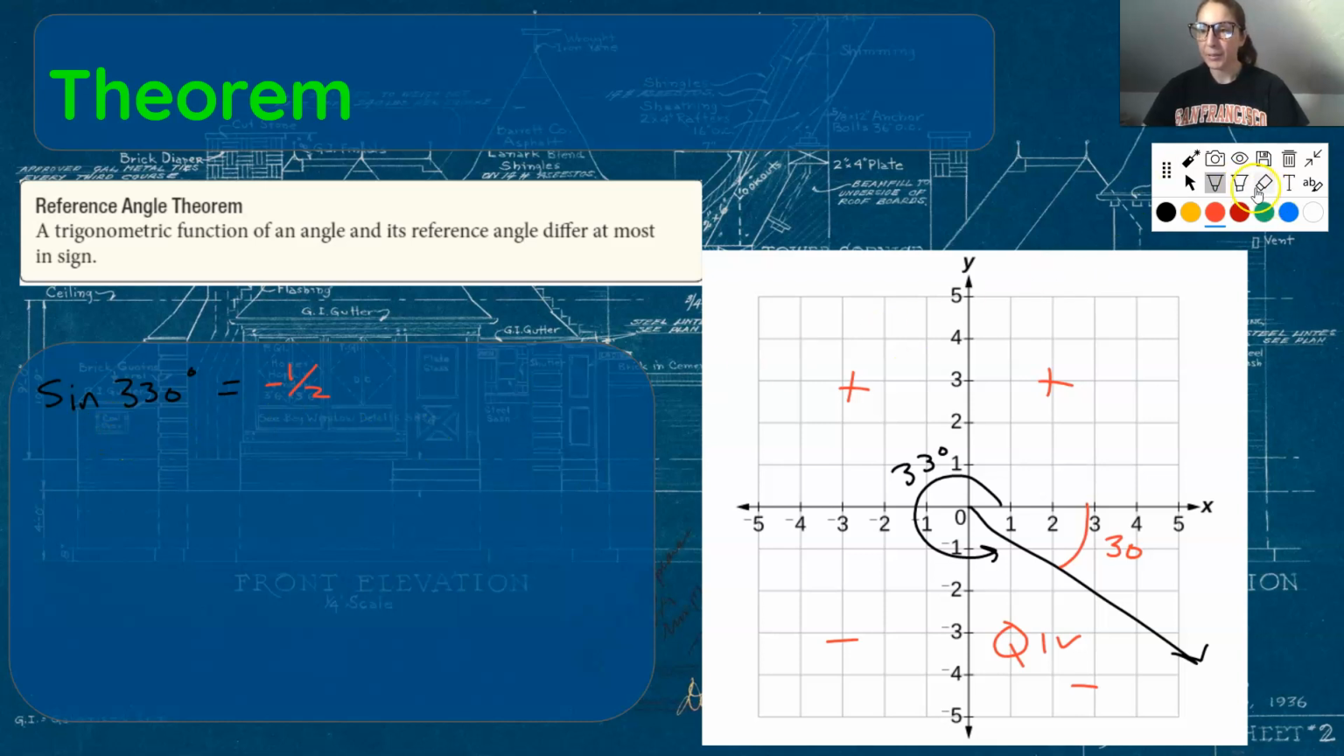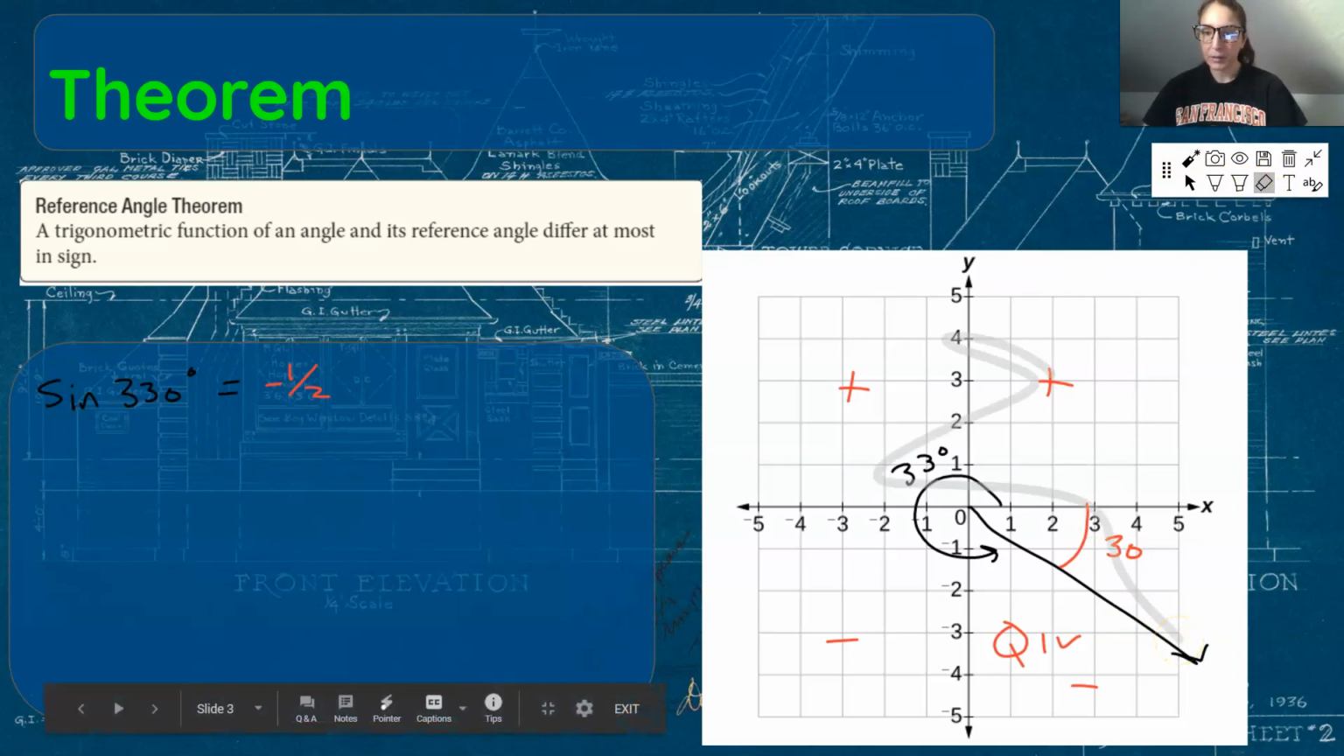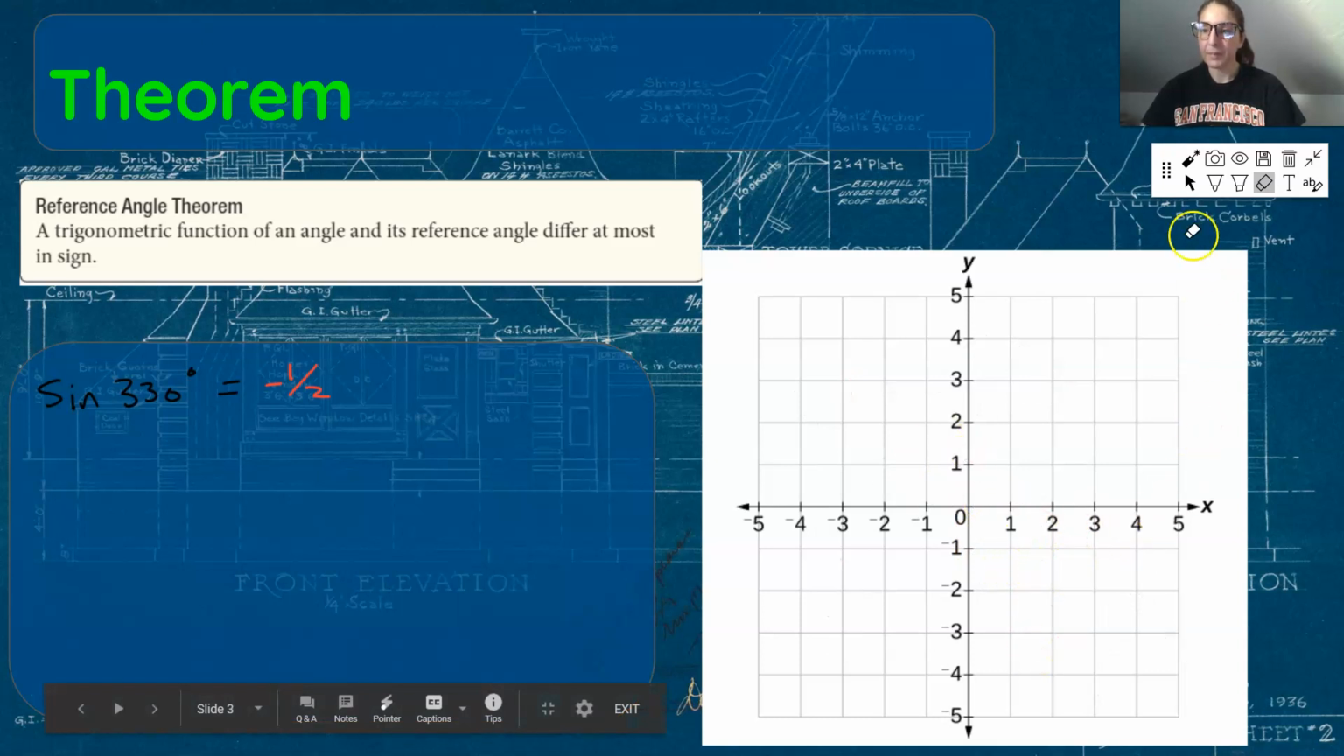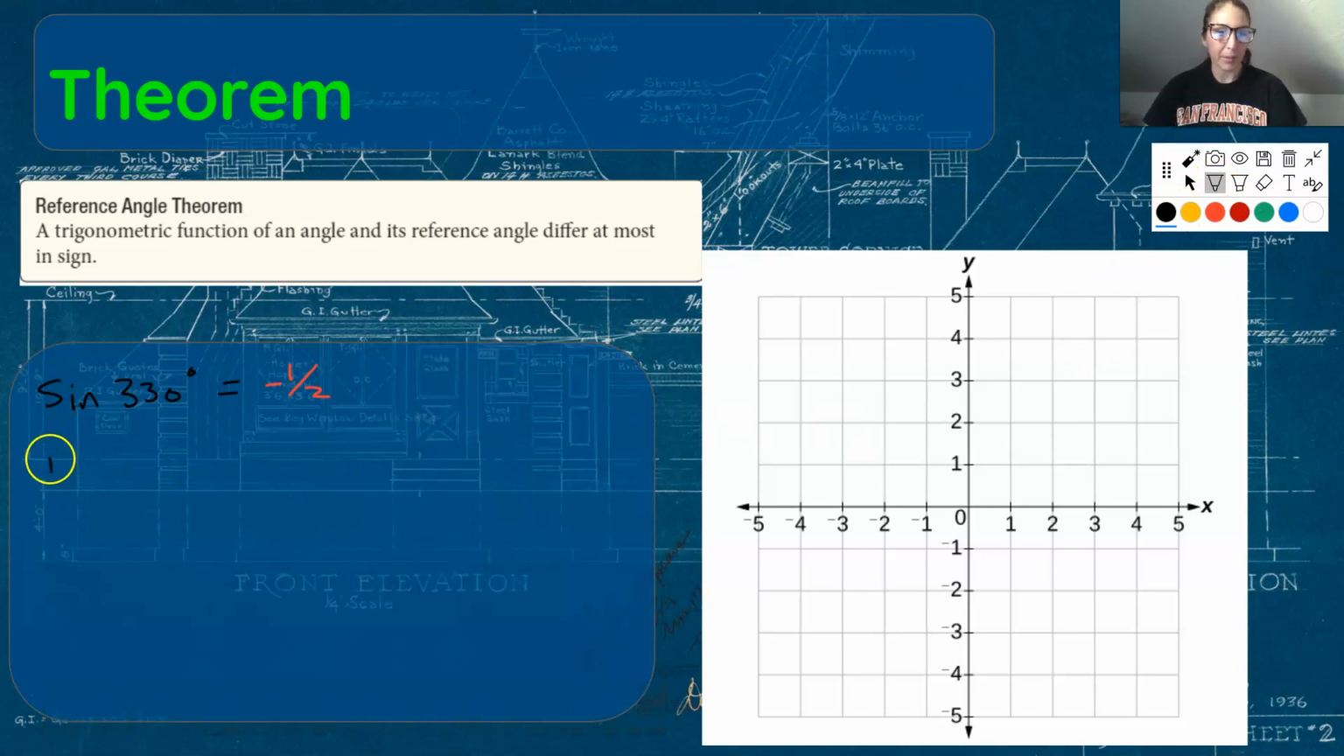So let's do another example. Okay, what about tangent of 120? Remember, the only special angles we've been given so far are 30s, 45s, and 60s. We also know 0s and 90s. But I wasn't given a 120. So let's see how to do this.